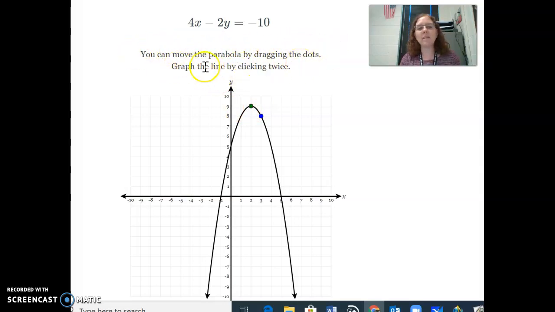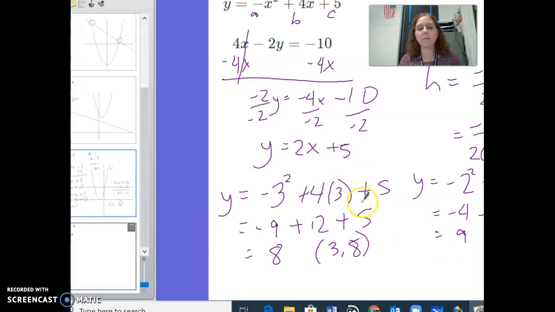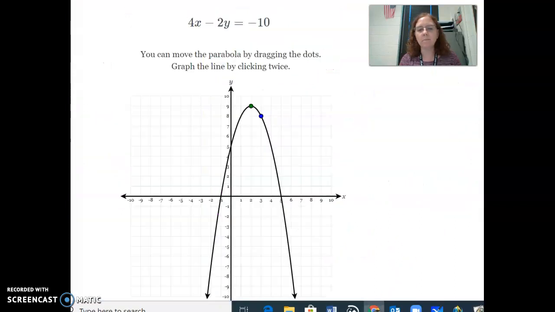Okay, so I moved the parabola by dragging the dots. Now it says graph the line by clicking twice. Okay, now this is similar to what we did before. Let's look back at our line. Here it is right here. y equals 2x plus 5. Okay, so remember, I'm going to put a dot on 5, put a dot on the y-intercept first, and then from there, I'll count the slope. 2 is the same thing as 2 over 1, so I'll count up 2 and right 1. All right, so let's put a dot on 5, and then I'll count up 2 and right 1 and click. Do you see how I clicked twice, and there's my line.